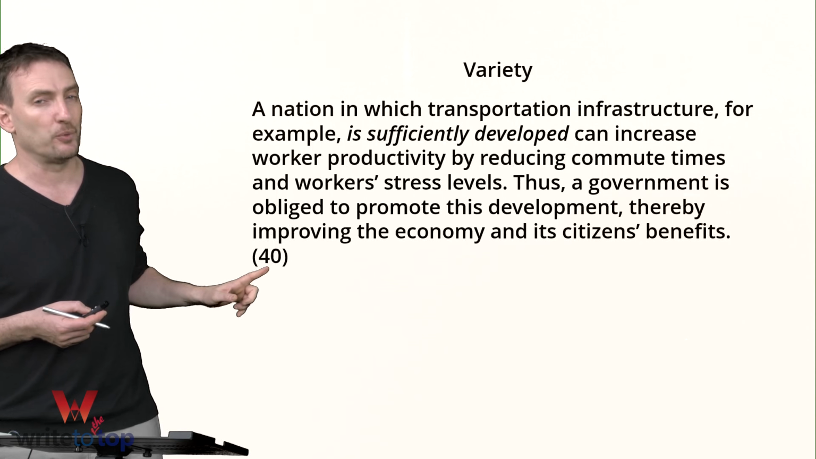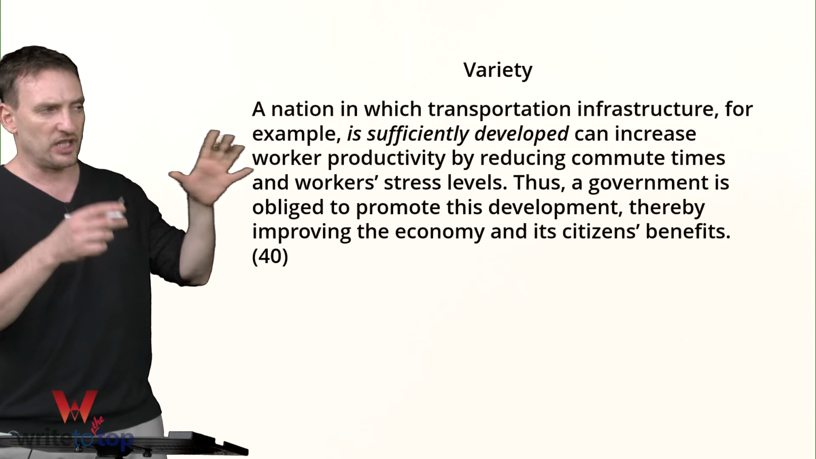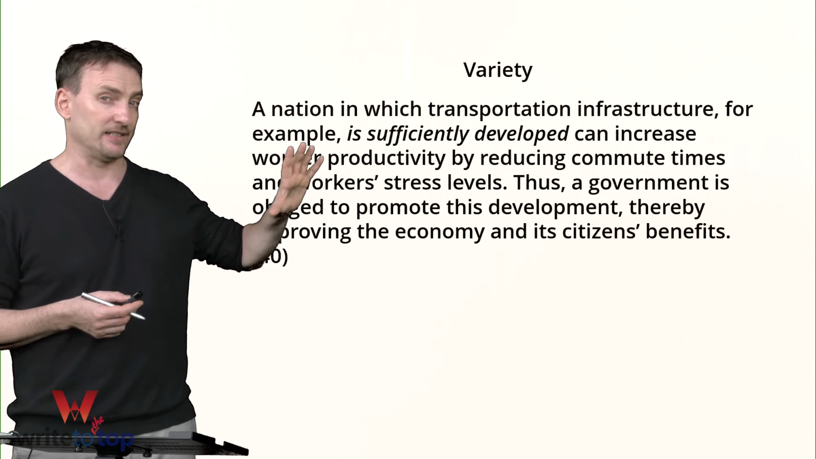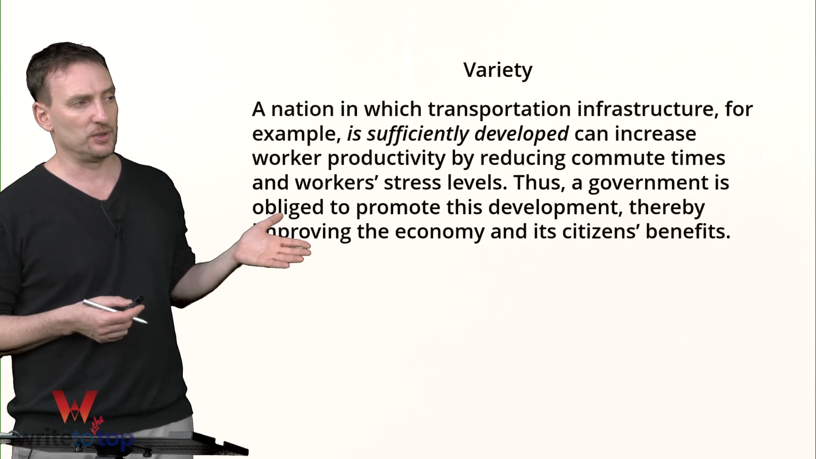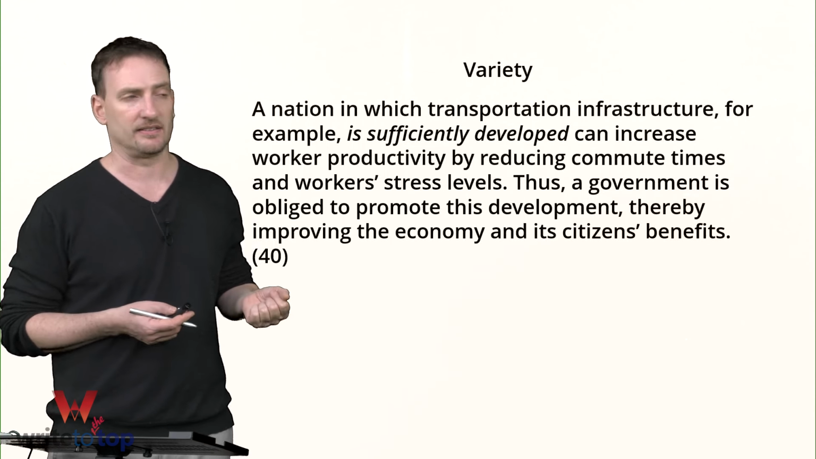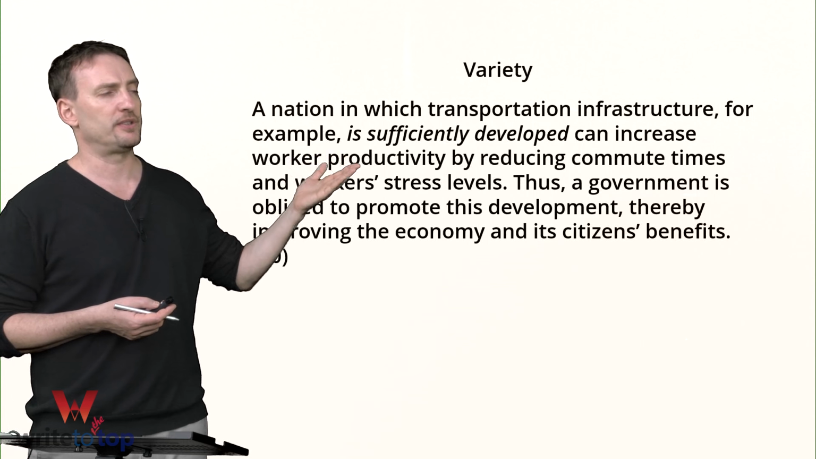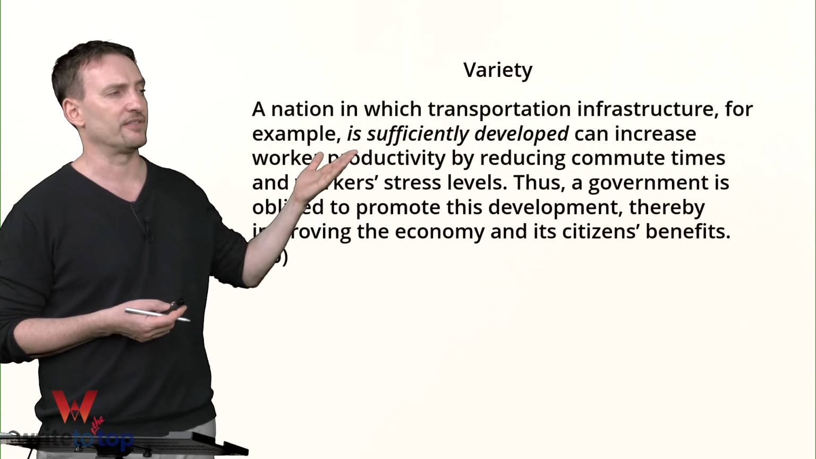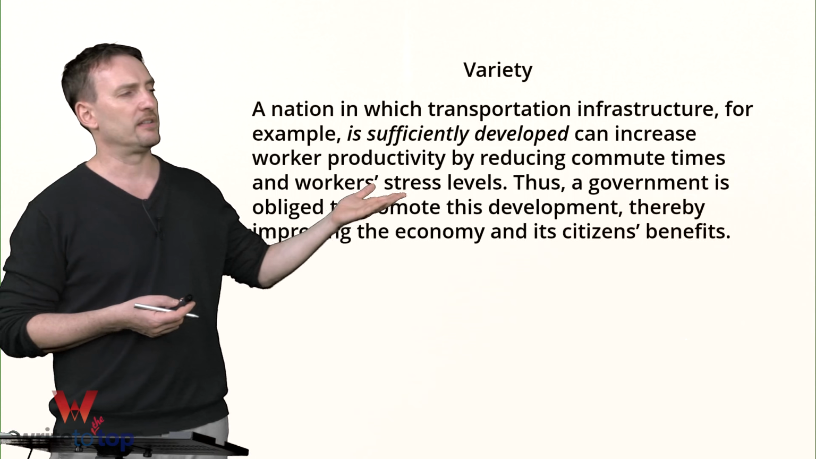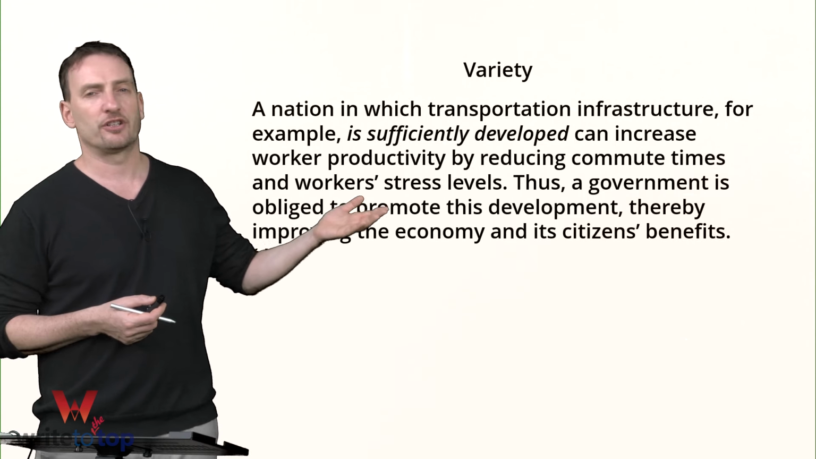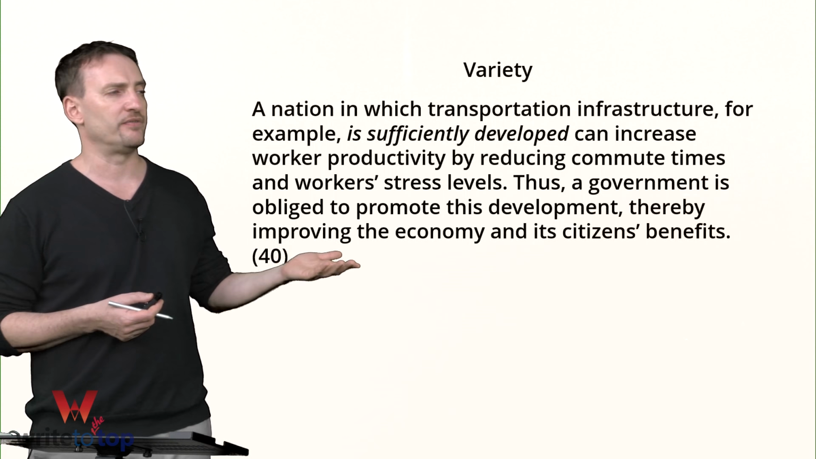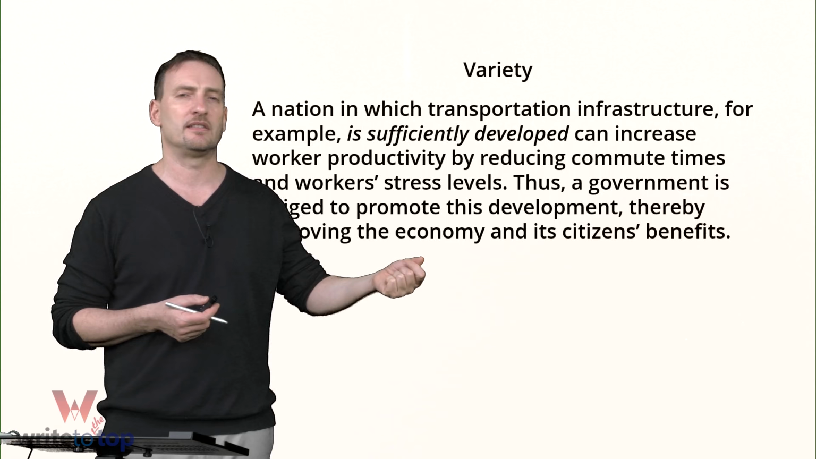I took out 9 words, so I made it shorter. I changed some of the other words, I changed some of the order. I kept the message though. And I only have 2 sentences instead of 3. And both of them are complex sentences now. A nation in which transportation infrastructure, for example, is sufficiently developed can increase worker productivity by reducing commute times and workers' stress levels. Thus, a government is obliged to promote this development, thereby improving the economy and its citizens' benefits.